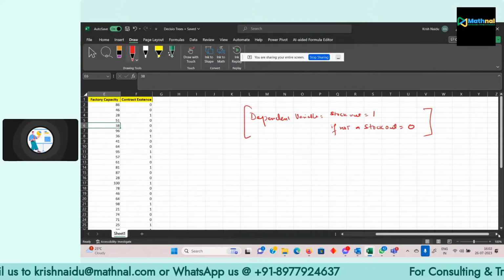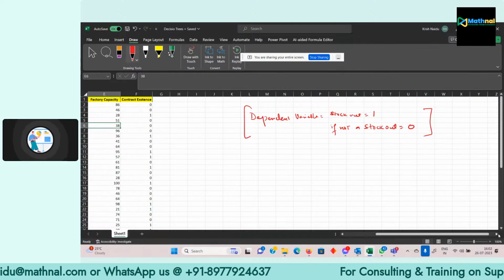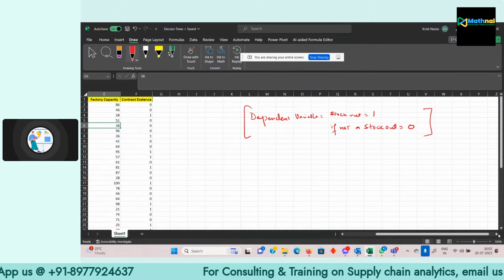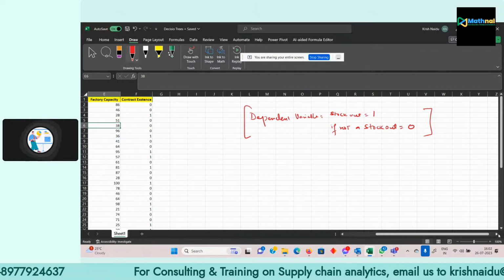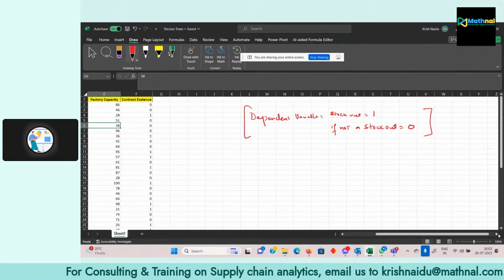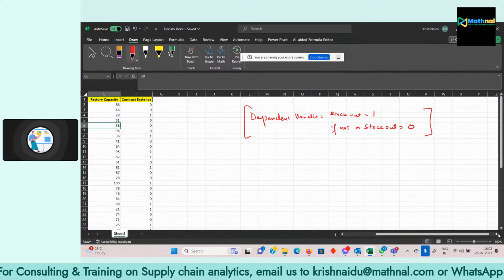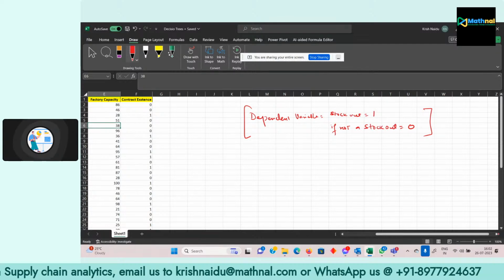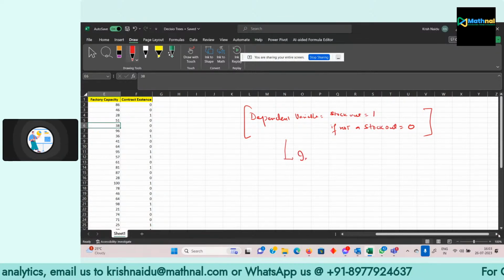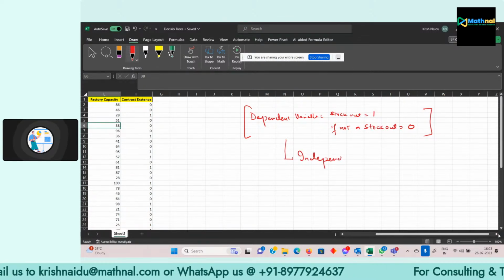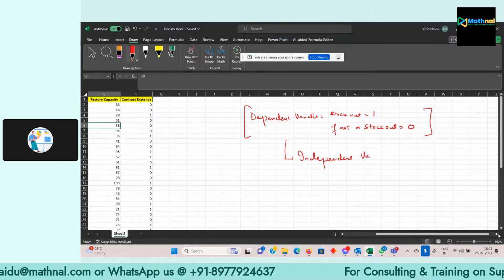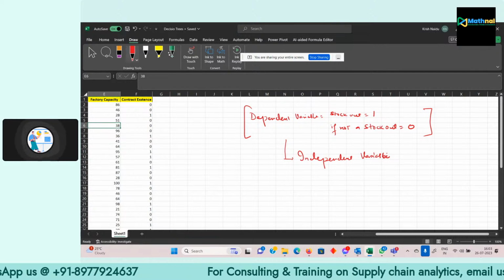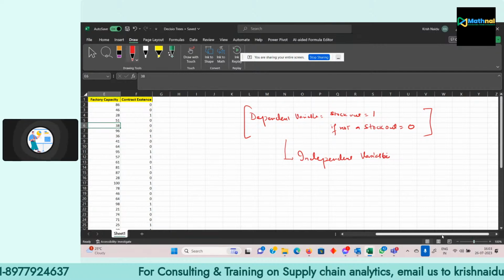So we have to make a prediction whether a particular SKU will have a stock out or will not have a stock out. We have to make this prediction in advance. We are going to make this prediction based upon certain causes, which are called independent variables. The forecast we're going to make is based upon the independent variables.